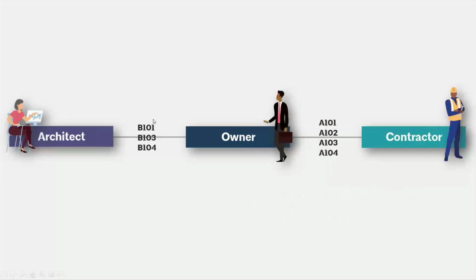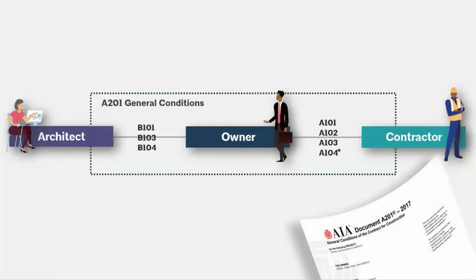So you have your two prime relationships here. Again, notice there's no direct contractual relationship between the architect and the contractor. That's because those responsibilities are coordinated in the A201 General Conditions document. So the General Conditions document is an umbrella document that falls over the entire project, and it coordinates the key roles and responsibilities between the architect, owner, and contractor. It's meant to be used in conjunction with these documents here. So them together forms the contract documents.